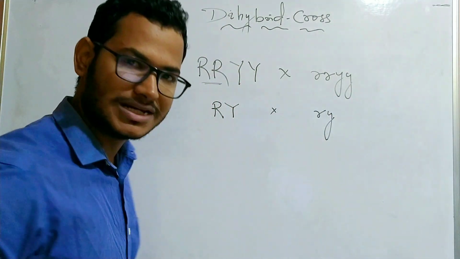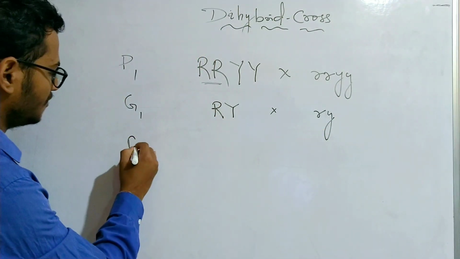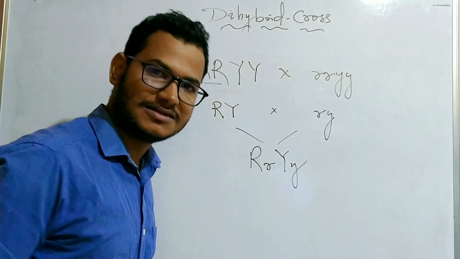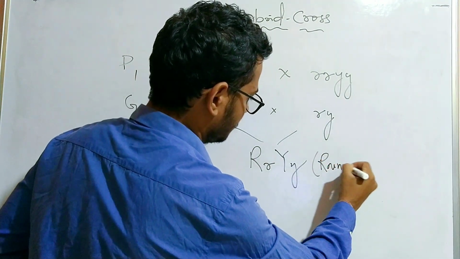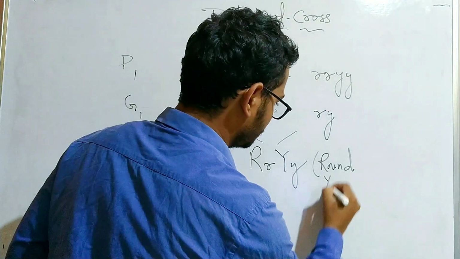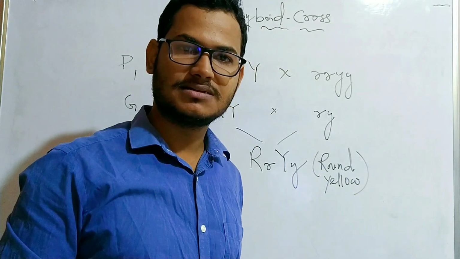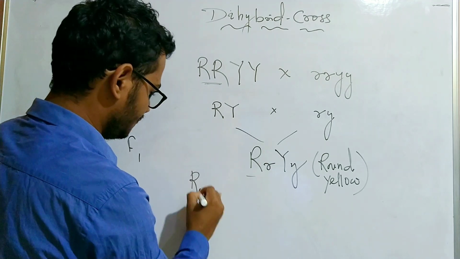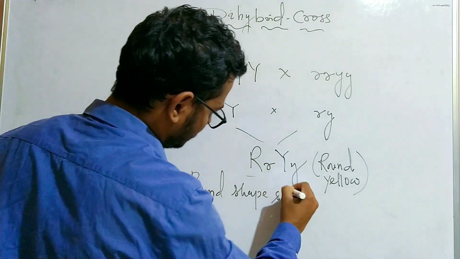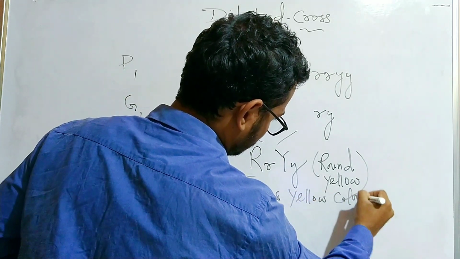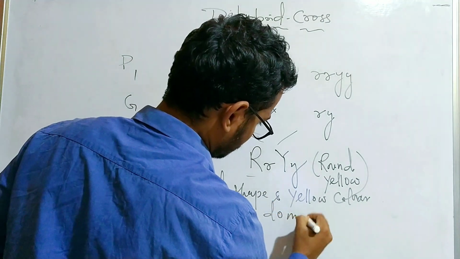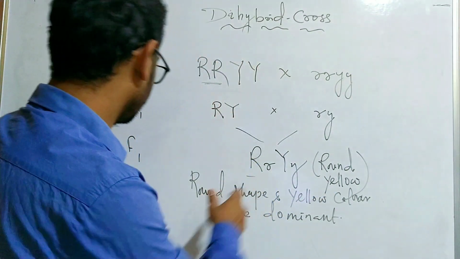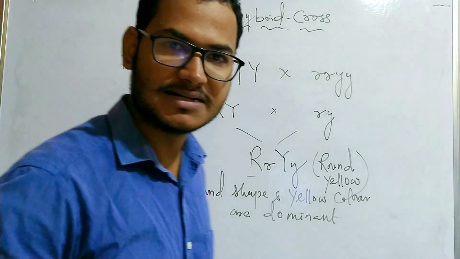After fusion of these two gametes from these two different plants, we will have offspring with capital R small r, capital Y small y. This plant was found to be a plant having round seeds and yellow color of the seed. From this, Mendel concluded that the round shape and yellow color are dominant over the wrinkled shape and green color. So this is the result of the F1 generation of Gregor Johann Mendel's dihybrid cross.